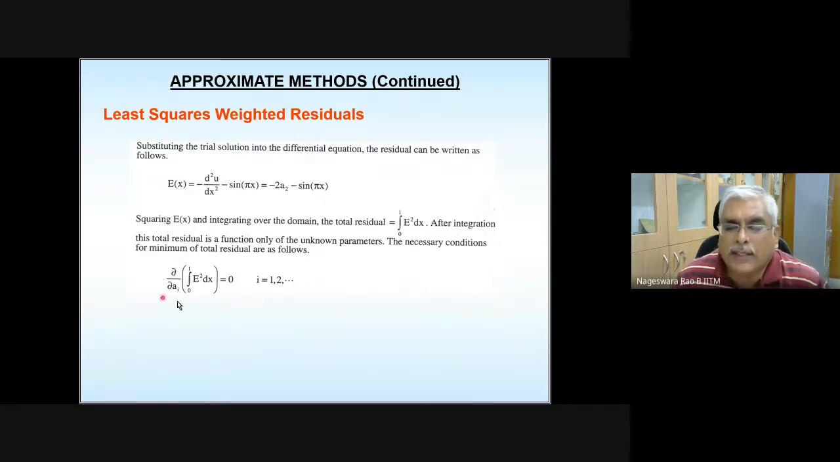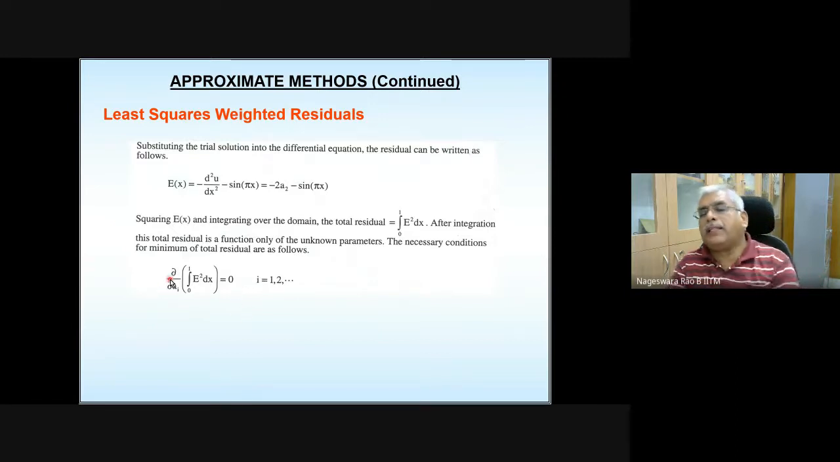Please take a note of this equation. Now apply this to this problem. Okay, I is equal to 2, partial derivative of this total residual with respect to a2 is equal to 0. Why is it a partial derivative? Why is it not a full derivative? Because this total residual is going to be a function of many unknown parameters. It can be a0, a1, a2, like that. But in this particular problem, it's only a function of a2. So that's why partial derivative is written.